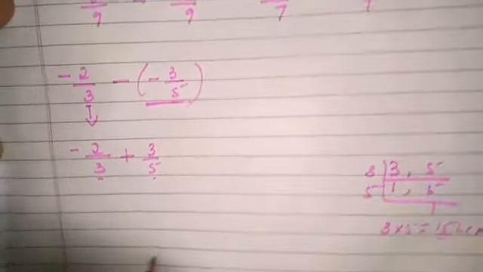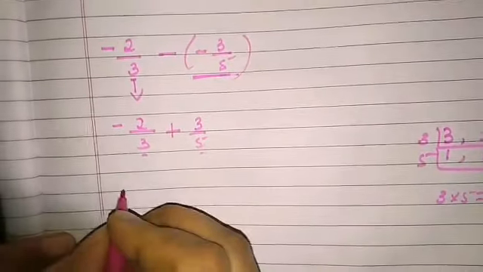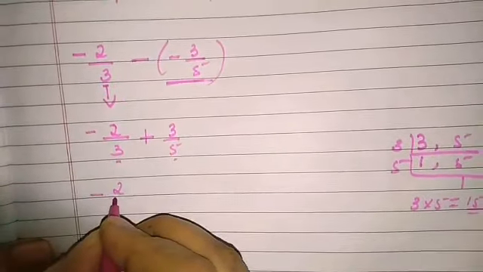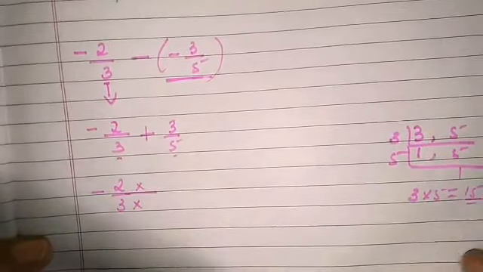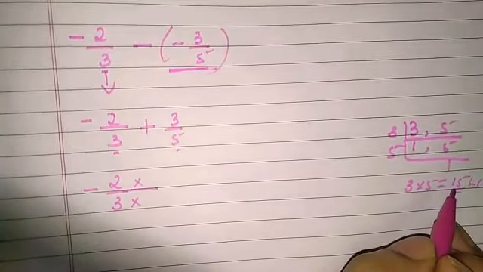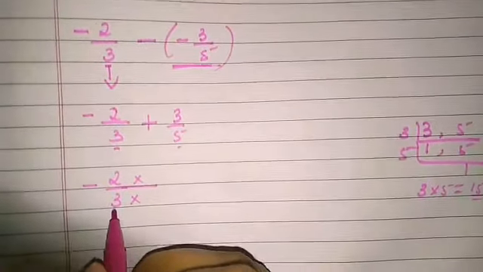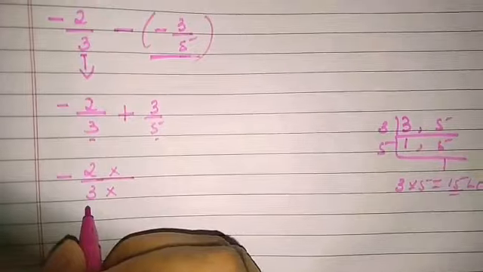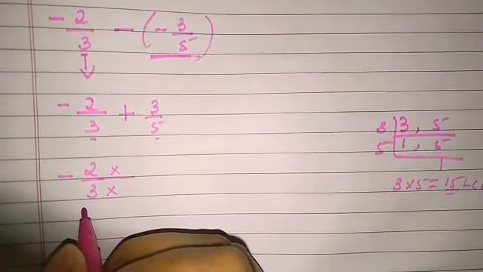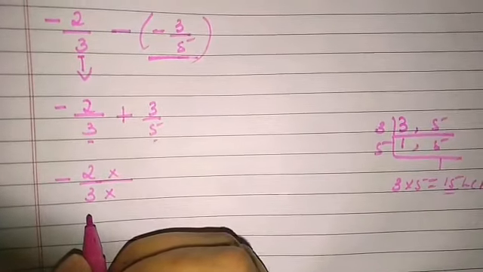15 is your LCM. Now what we will do is, to the first number, minus 2 by 3, I'm going to multiply. So divide this 15 by the denominator 3. So 15 divided by 3 gives you how much, Ibrahim? 15 divided by 3 gives you?